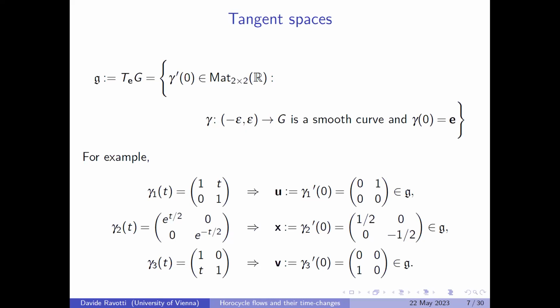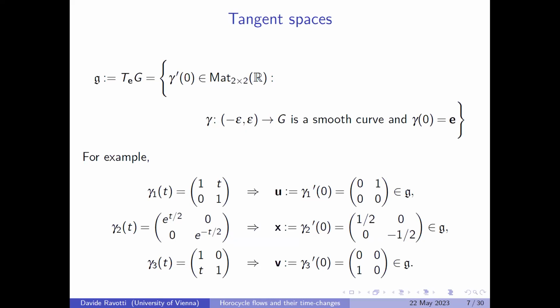Okay, I can take another curve, for example, this diagonal matrix, where on the diagonal you have e to the t over 2, 0, 0, e to the minus t over 2. Again, for any t, these matrices are in SL2R, the determinant is 1. The entries are smooth functions in t, so this is a smooth curve. At 0 it is the identity, so again, if I take the derivative, I get this matrix, 1/2, 0, 0, minus 1/2. And this, by definition, is another element of my tangent space. And I will call this guy X.